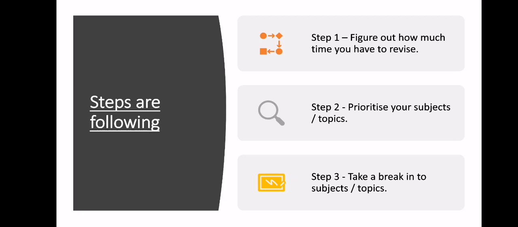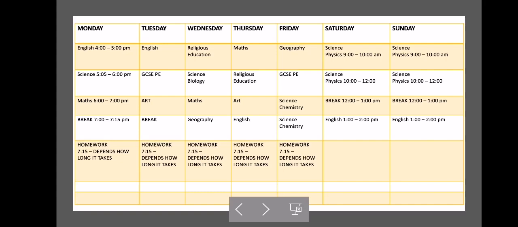So step number 1 is figure out how much time you have to revise. Step number 2 is prioritize your subjects and topics, and step number 3 is break down the subjects and your topics. Okay, hopefully you have prioritized everything. And after you have answered those questions on paper, then you need to make this type of timetable.